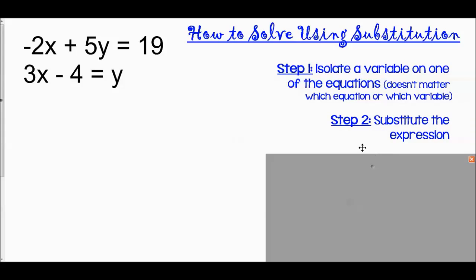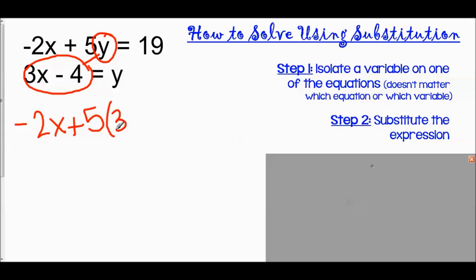Step 2 is I'm going to substitute the expression. I like to think of these as like a bubble. So y is equal to that whole quantity right there, 3x minus 4. Up here, y is just y. So I'm going to substitute 3x minus 4 in for y. So here's what that will look like substituted in: negative 2x plus 5 times that bubble, 3x minus 4, and then that equals 19.